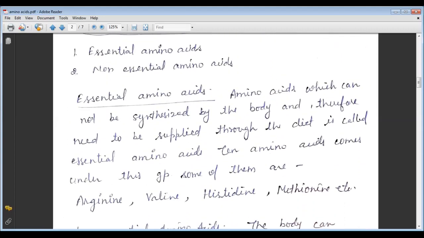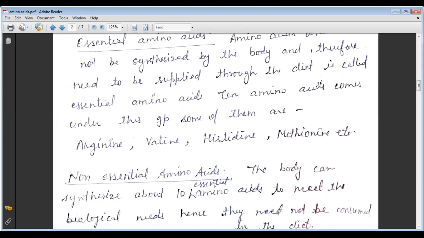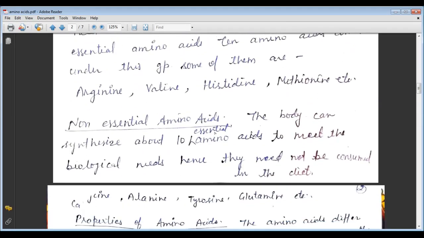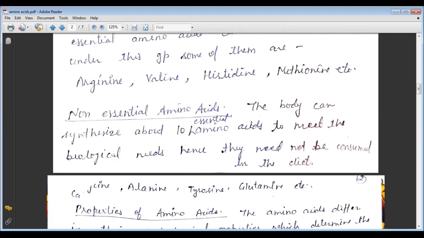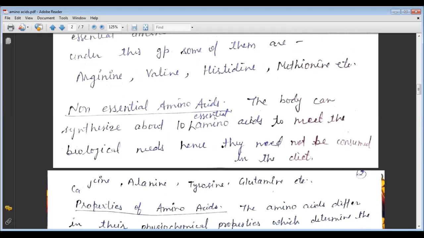Now you understand the essential amino acid, and now come to the non-essential amino acid. So the non-essential amino acids are those where the body can synthesize them, unlike the 10 essential amino acids.